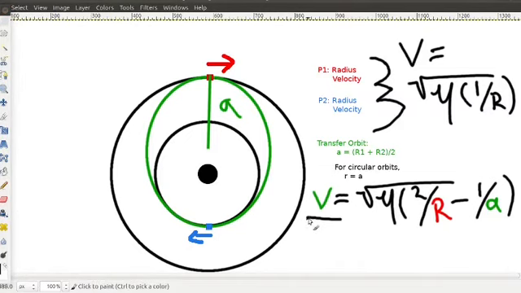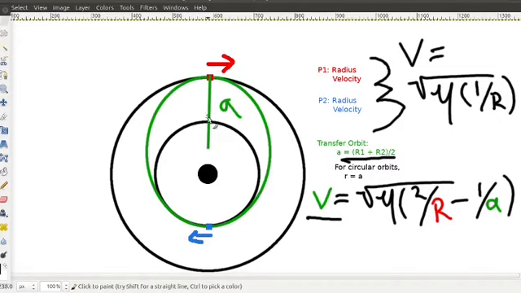So if you're trying to find this speed V that you need to be going to take this path from red to blue along the green line, you need to do the same equation, but now you're finding the square root of the parameter mu times 2 over the red radius, your starting radius, minus 1 over the semi-major axis of the green orbit. And in order to find that, you just take the red radius and the blue radius, and you add them together, and you divide the result by 2.